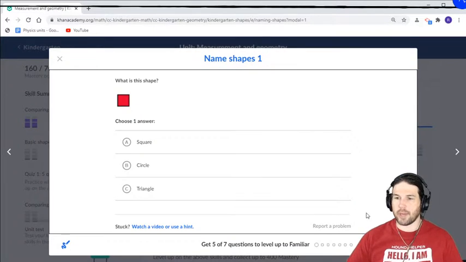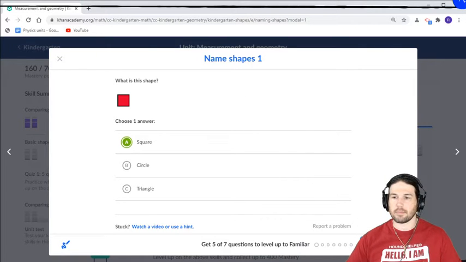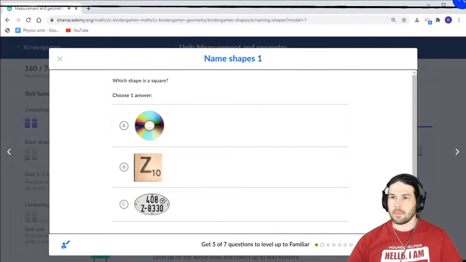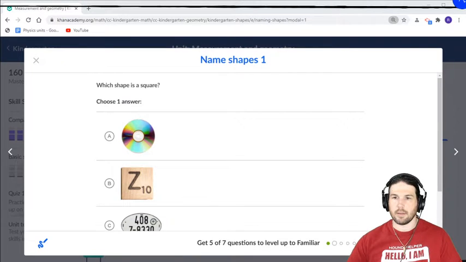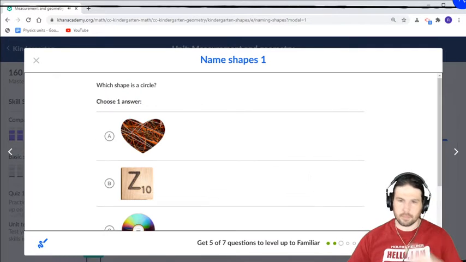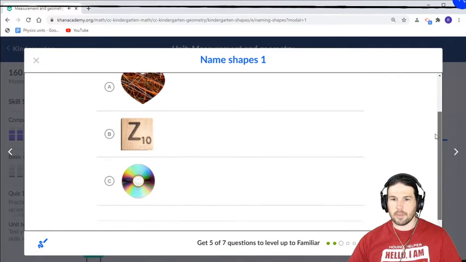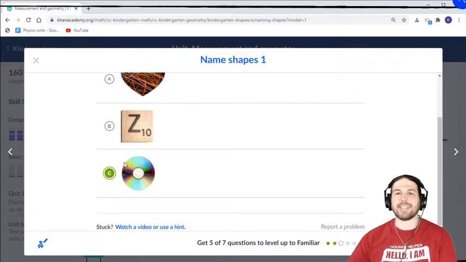This one should be pretty quick. That's a square. And in fact, I think I can zoom in a bit. There we go. Which one's a square? The Scrabble tile. Which one's a circle? The compact disc.